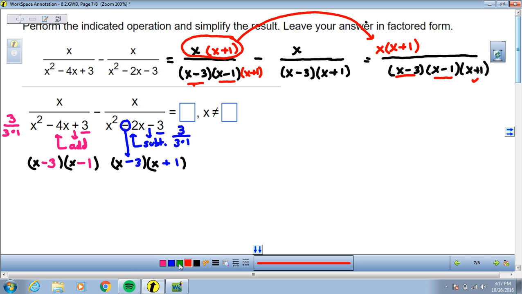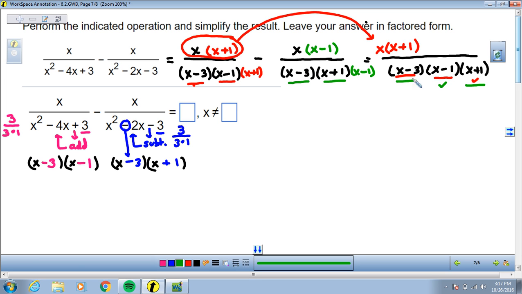Okay? Now, second one. You see that we have an x minus 3 on this fraction, right? And we also have an x plus 1, which is this one. What are we missing on that fraction? X minus 1. Right. So we're going to multiply the numerator and denominator by the x minus 1.